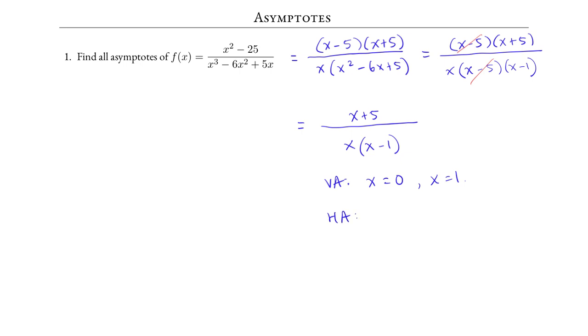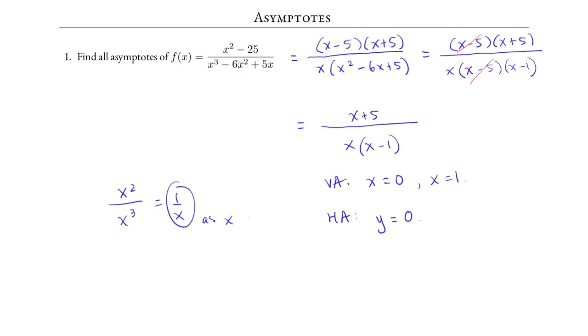For the horizontal asymptote, we see that the degree in the numerator is 2 and the degree in the denominator is 3. That means in the long run, the horizontal asymptote is y equals 0. And again, with the leading term in the numerator over the leading term in the denominator, we see that this simplifies to 1 over x.